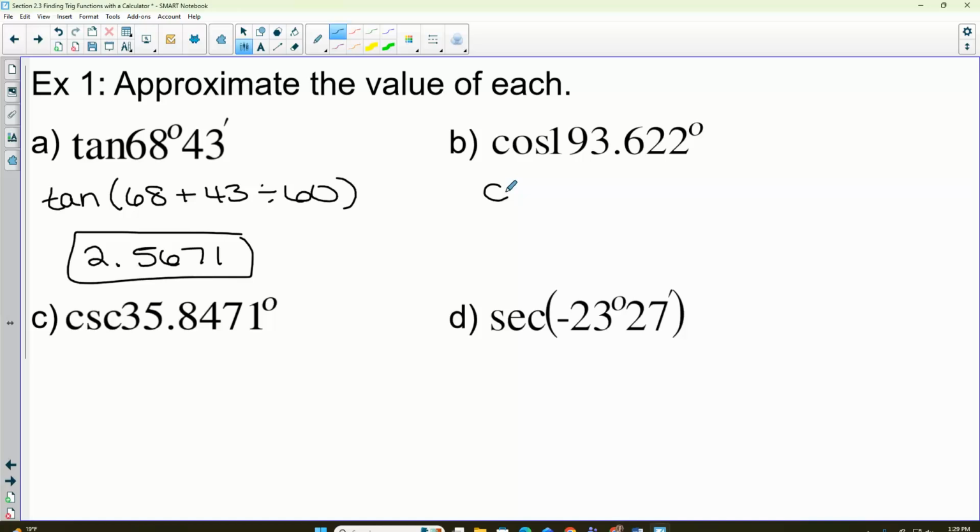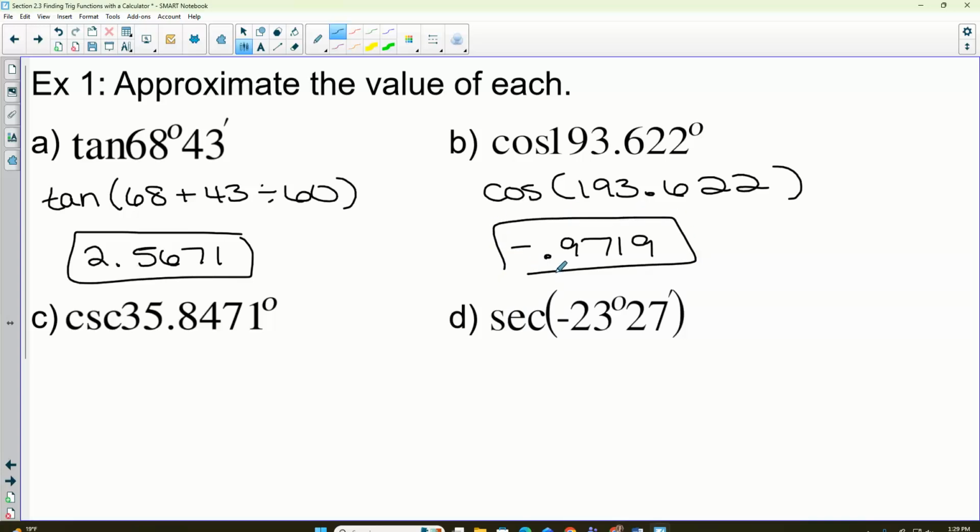I want cosine of 193.622. Get negative 0.9719.